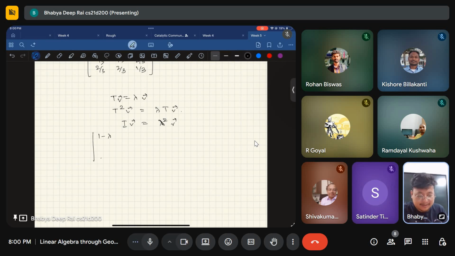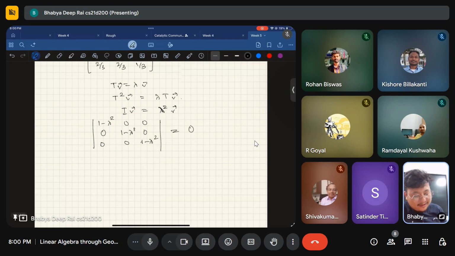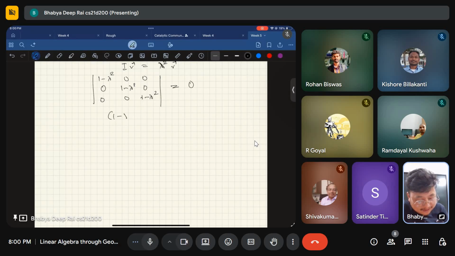Oh, okay, great, good. So this is 1 0 0, 0 1 minus lambda 0, and this is also 0 0 1 minus lambda. Is there a mistake here? Oh, okay, because this is lambda square. Okay, good. Equals 0. The determinant should be equal to 0, and this is nothing but the product of all three elements on the diagonal, by the property of determinant. This implies 1 minus lambda square is 0, and lambda square is plus minus 1.